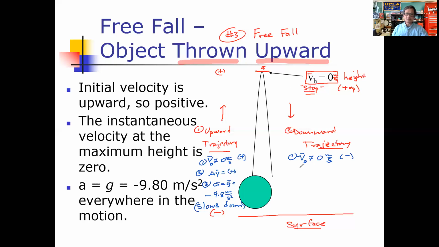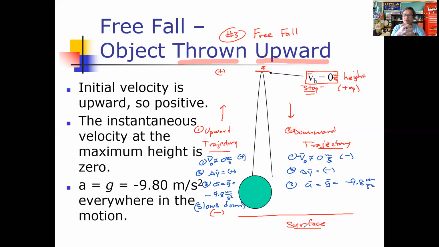The displacement then will also be in the negative direction, because it's moving down now. And then finally, the acceleration, which is also still 9.8, will also be in the downward direction. And so if you notice then, the acceleration doesn't change here, folks. The acceleration stays exactly the same, and it has to.